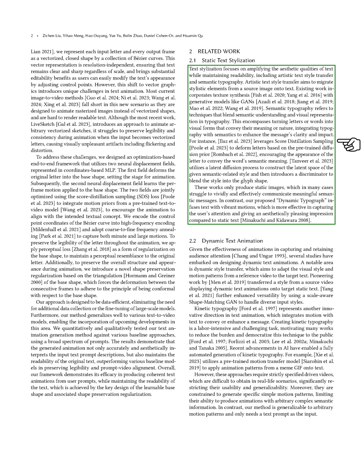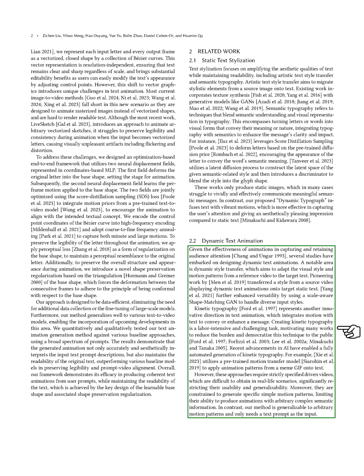Section: Dynamic Text Animation. In this section, we explore dynamic text animation. We have seen that dynamic texts are effective in capturing and holding audience attention. Researchers have been working on creating dynamic texts, especially in dynamic style transfer. This involves adapting the visual style and motion patterns from one video to another. Initially, researchers transferred styles from videos displaying dynamic texts to static texts. Later, they improved this by using a scale-aware shape-matching GAN to handle different input styles.